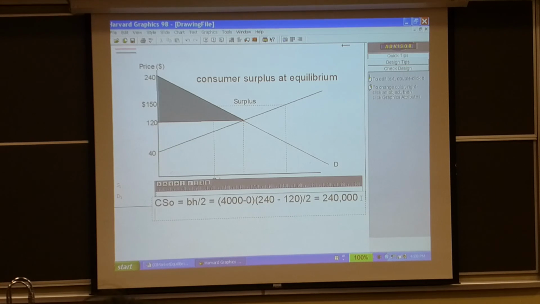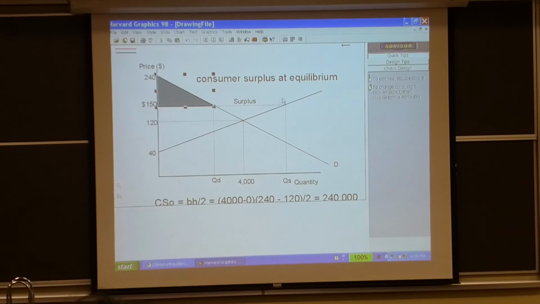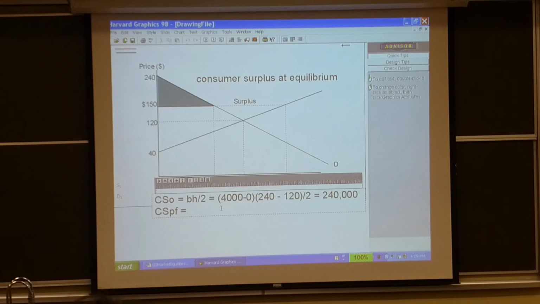What is consumer surplus at the price floor? It is then this, right? And what is that consumer surplus? That's going to be 3,000 minus 0 times 240 minus 150, divided by 2. What is that number? 135,000. Okay, so then, what is the loss of consumer surplus?